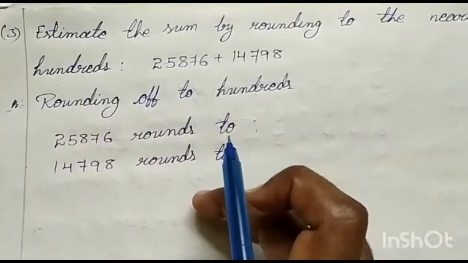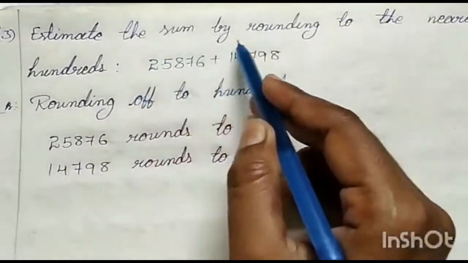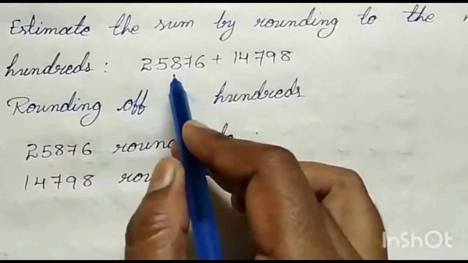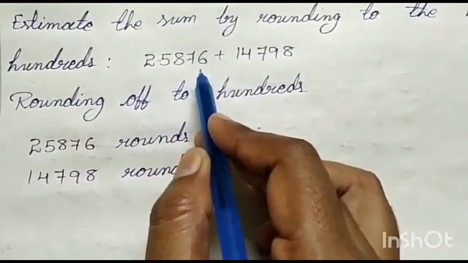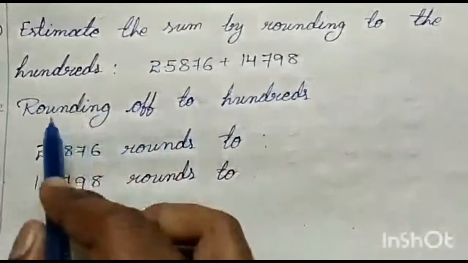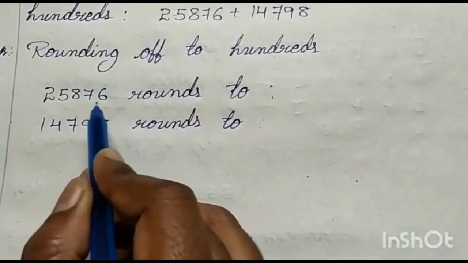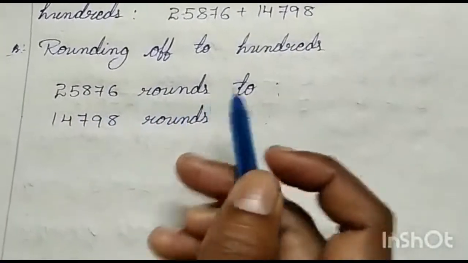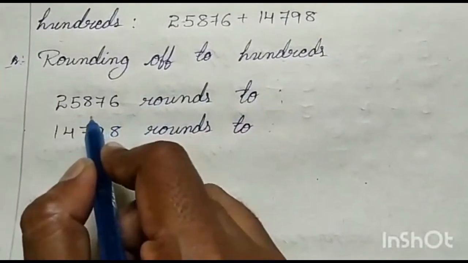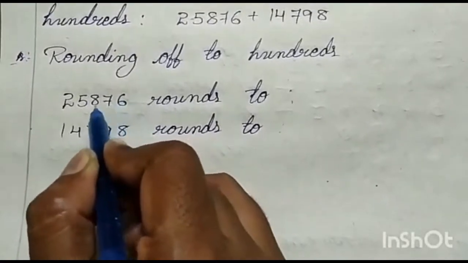Okay children, now let us do another sum. It is nearest to the hundreds. Estimate the sum by rounding to the nearest hundreds. 25,876 plus 14,798. Now rounding off to the hundreds. Before that we did the sum with the nearest tens. Now it is nearest to the hundreds. Now let us check to the hundreds. Ones, tens, hundreds.